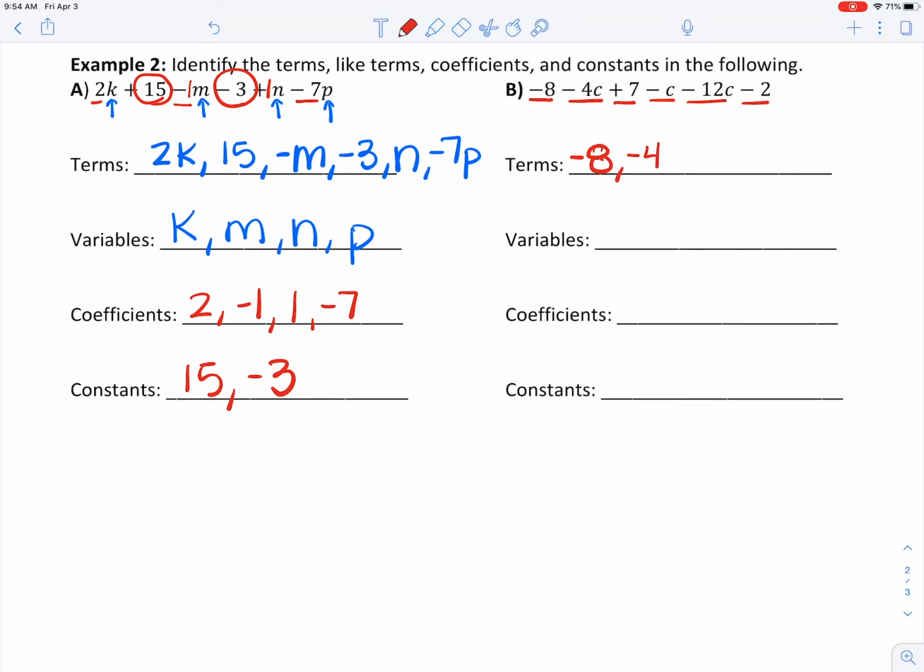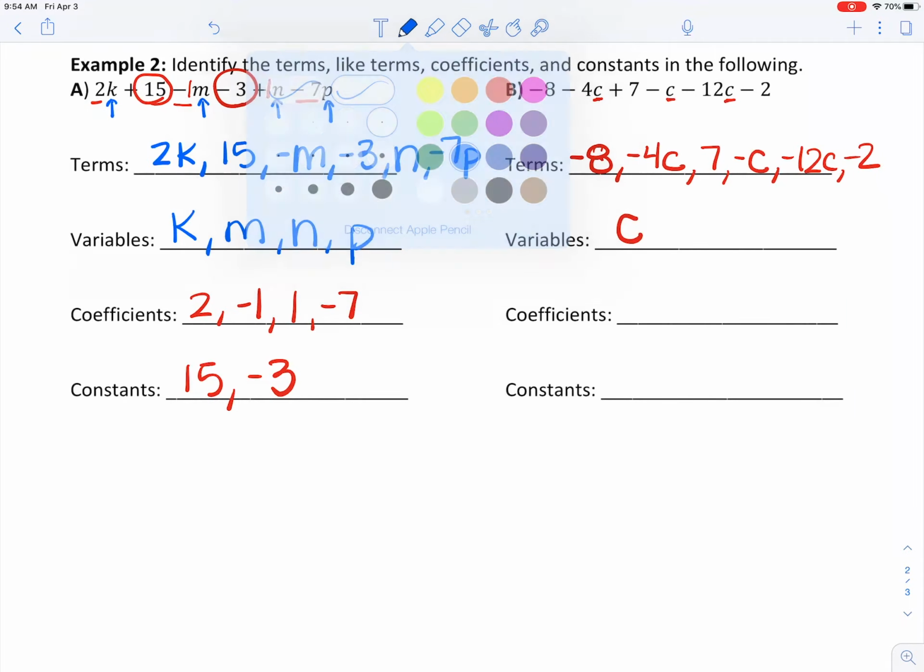So there's a negative 8, it's a negative 4c. Next you see a 7, positive 7. Next you see a negative c, a negative 12c, and a negative 2. Okay, variables. Those are all of the letters. So I see a c, and actually those are all the same. I see 3 c's, so I only have to write down one of the c's.